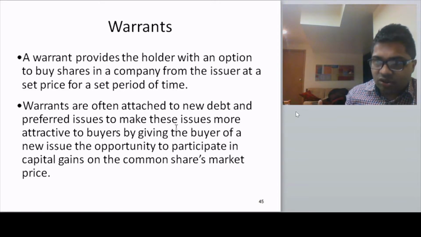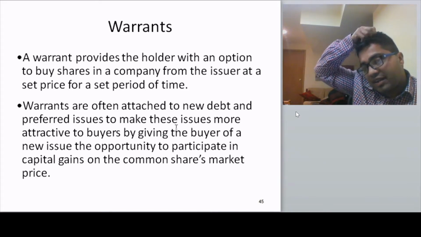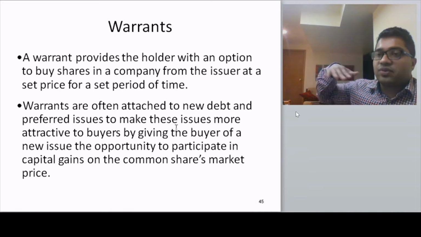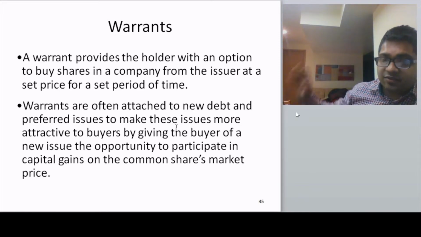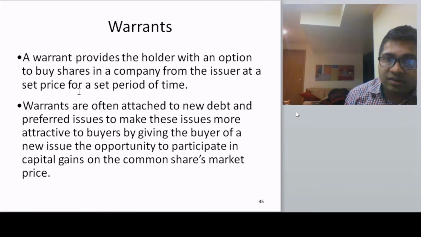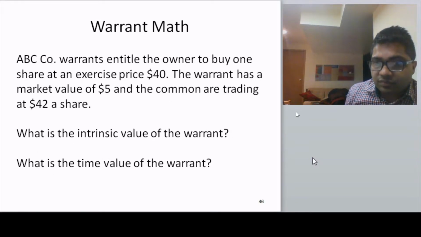A call option gives you the right to buy. So let's say you get a right to buy Facebook stock at 140. In the same way, if a warrant is issued, you get the right to buy Facebook stock at 140. Whatever the price, even if the price is $200, you will still be able to buy it at 140 if you hold a warrant. Warrants are often attached to new debt and preference issues to make these issues more attractive to buyers by giving the buyer of a new issue the opportunity to participate in capital gain.